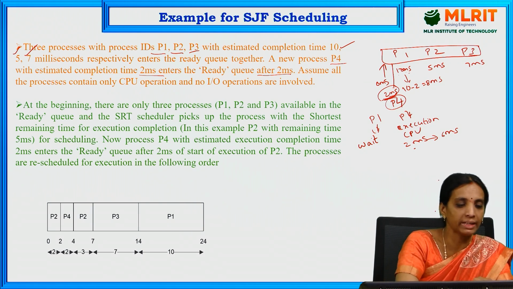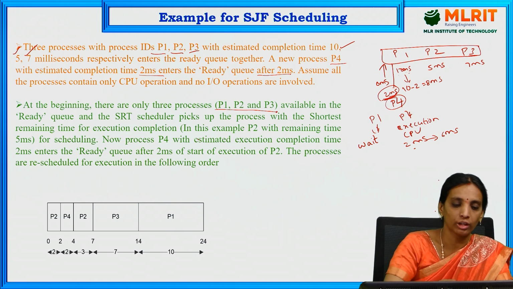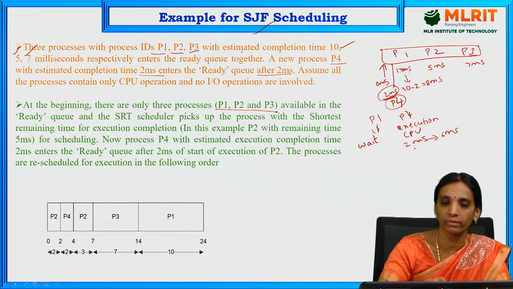So here at the beginning only 3 processes P1, P2 and P3 are available. So P1 is picked first. Here we go for the shortest job first algorithm.